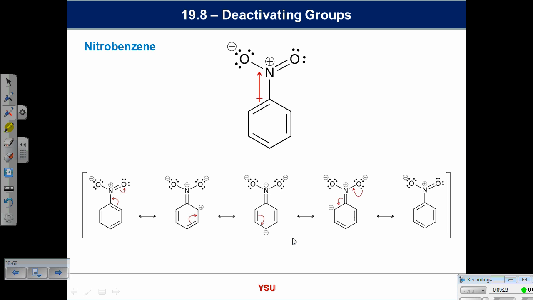Nitro is one of the worst. Nitro is a very powerful electron withdrawing group. It is deactivating. That means the benzene ring reacts slower, or the phenyl ring reacts slower than if it were benzene, because it's less nucleophilic. In fact, if you were to draw a resonance hybrid for this, thinking about these resonance structures, you wouldn't be putting delta negative on here anymore. You'd be putting delta positive.